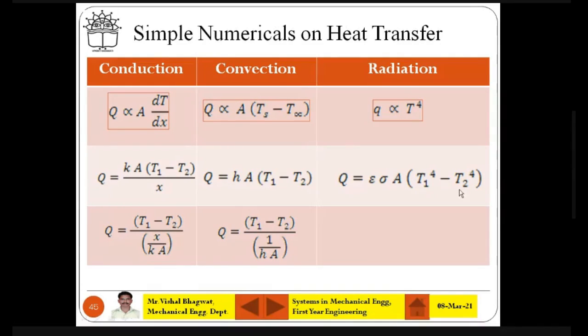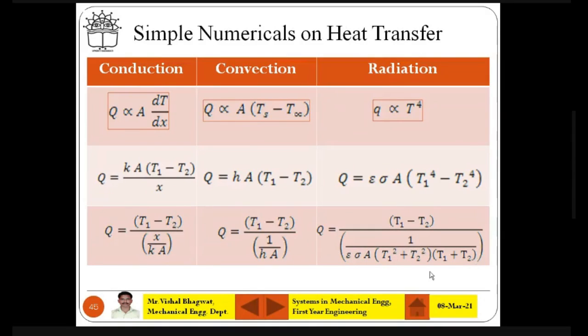If there are two other bodies, one having some emissivity and another having a different emissivity, then certainly T1 is different and T2 is different. In that case, you will take this difference. Otherwise, you will not take T2. If temperature is not mentioned, you will not take T2. And T1 raised to 4 minus T2 raised to 4 you expand as T1 square plus T2 square bracket into T1 plus T2 into T1 minus T2. So T1 minus T2 you send to the numerator, and everything else to the denominator.